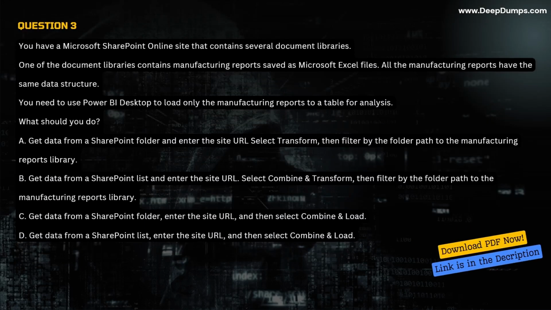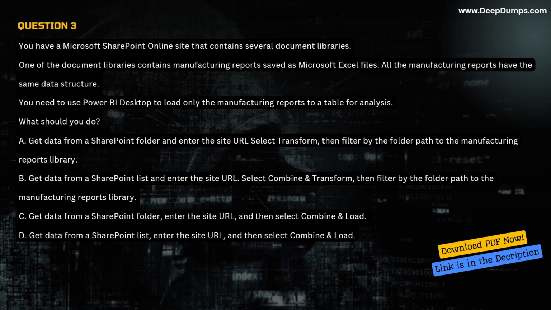Question 3. You have a Microsoft SharePoint online site that contains several document libraries. One of the document libraries contains manufacturing reports saved as Microsoft Excel files. All the manufacturing reports have the same data structure. You need to use Power BI Desktop to load only the manufacturing reports to a table for analysis. What should you do? A. Get data from a SharePoint folder and enter the site URL, select Transform, then filter by the folder path to the manufacturing reports library.